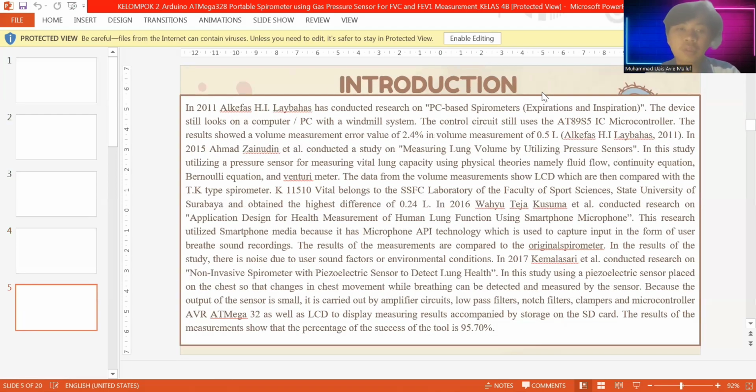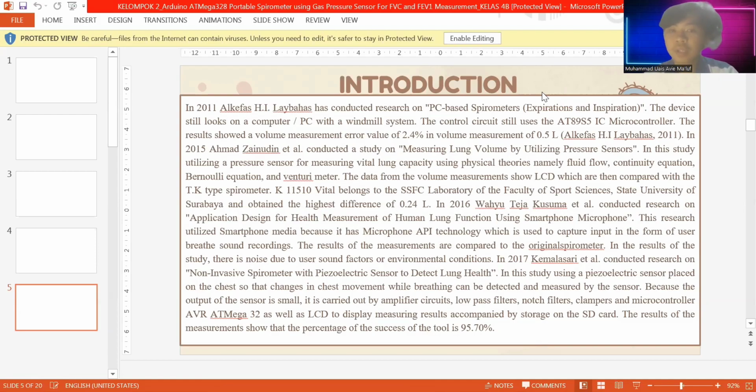In 2011, Alkefas Hilab has conducted research on a PC-based spirometer. The device still relies on a computer or PC with a Windmill system. The control circuit still uses the AT89S51 microcontroller IC. The results show a volume measurement error value of 2.4% in volume measurement of 0.5 liter.